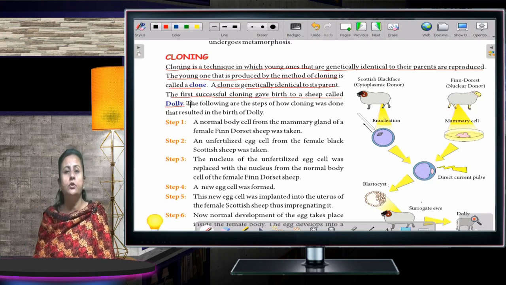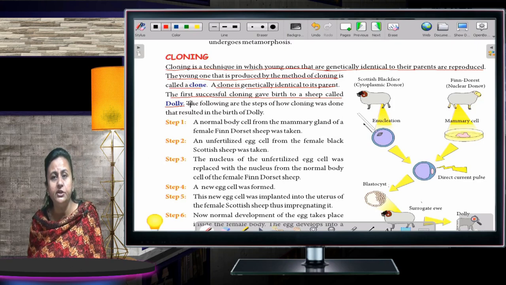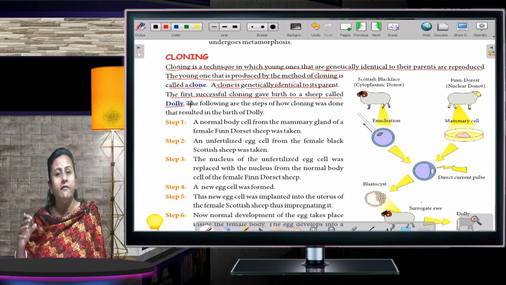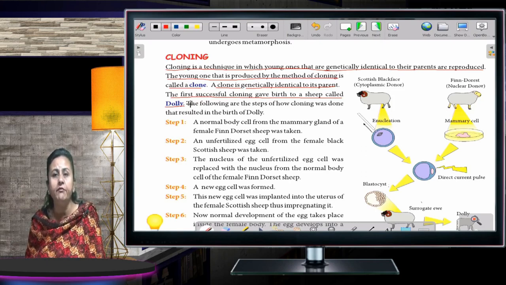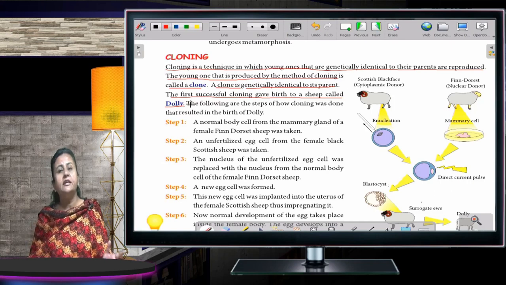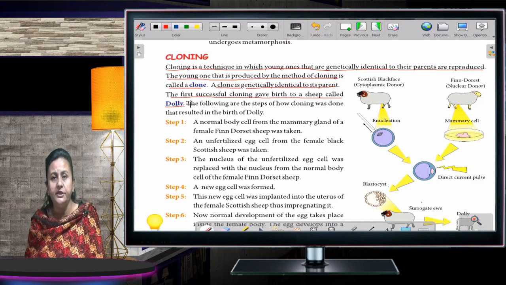See children, what is cloning? It is an artificial method in which the baby produced is of better quality, everything would be better than the mother. That is known as cloning. Cloning is a technique in which the young one that is produced is genetically of better quality as compared to the mother and the father.